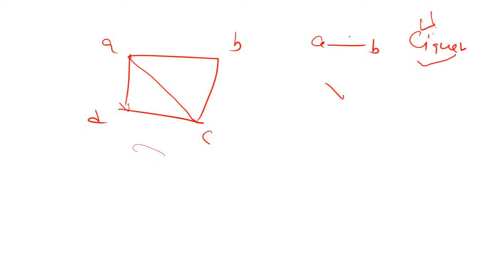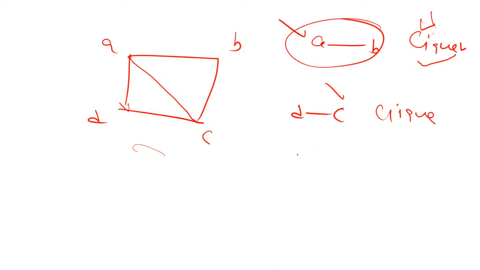So what I'm saying is that this AB is a clique, because this is a complete subgraph. Now this DC is also a clique, because it is also a complete subgraph. Remember this ADC, this is also a clique because it is a complete subgraph. Remember, this is not a maximal clique.